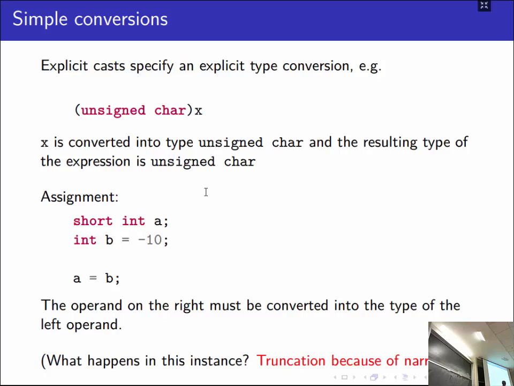But in this case here, we truncate it because we're narrowing. When we truncate it, well, we're actually able to represent minus 10 in a short, because short has a range of minus 32,000 to 32,000. So we were able to retain the value. But in general, if there was a bigger value, we would have had a lossy conversion here.